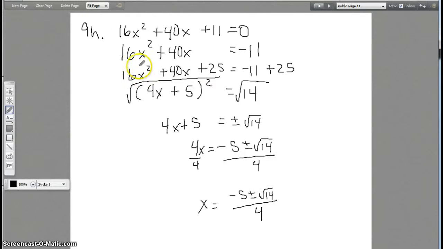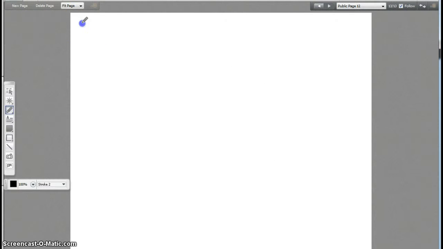Okay, now let's look at number 10. Number 10 is just like number 17 that I assigned for homework. It says solve the following equation. So we're just going to do parts A and D here. Part A has x minus 2 times x plus 6 is equal to 10.